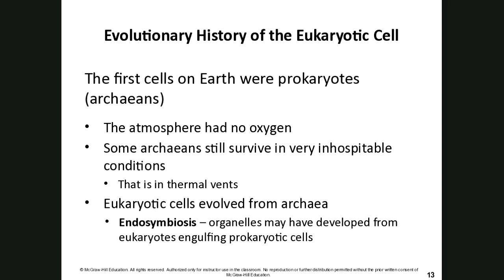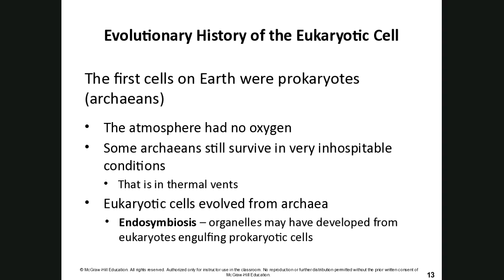The first cells on this earth were probably prokaryotes, and that's why we're going to talk about them. Even though the focus of this course is not on prokaryotic cells, it's important to understand your history. There actually are the Archaeans, or the ancestors of eukaryotic cells. In the beginning, the atmosphere didn't really have any oxygen. There are actually still some Archaeans, or prokaryotic cells, that can survive in really inhospitable conditions, such as thermal vents at the very bottom of the ocean, deep, highly pressurized places that have very little oxygen. They can live in those places.